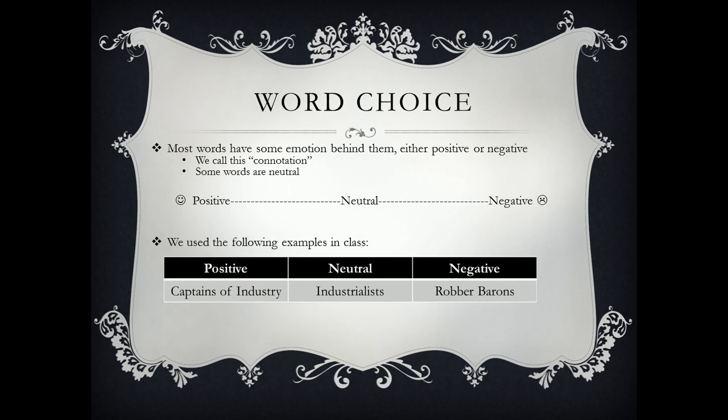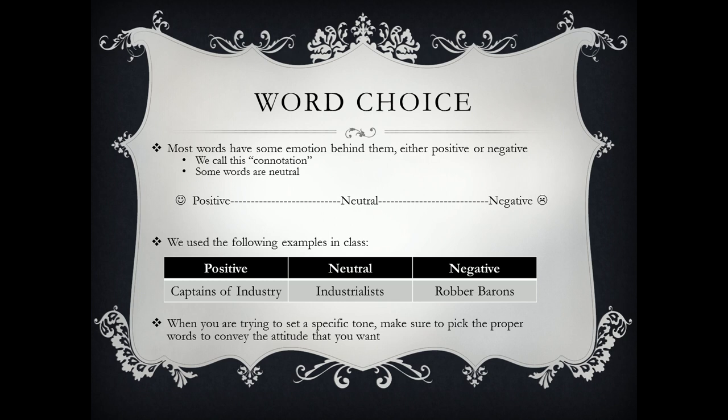Let's look at an example from class. So, we've just finished talking about captains of industry. That's a positive connotation. A captain is somebody who's a leader. Industry, good work, things are getting done. A neutral word for this would be industrialists. They had businesses, they existed during industrialization, it's kind of a fact. A negative connotation would be robber barons. The reason why that's negative, we're looking at the word robber. They're robbing somebody, and it's the poor.